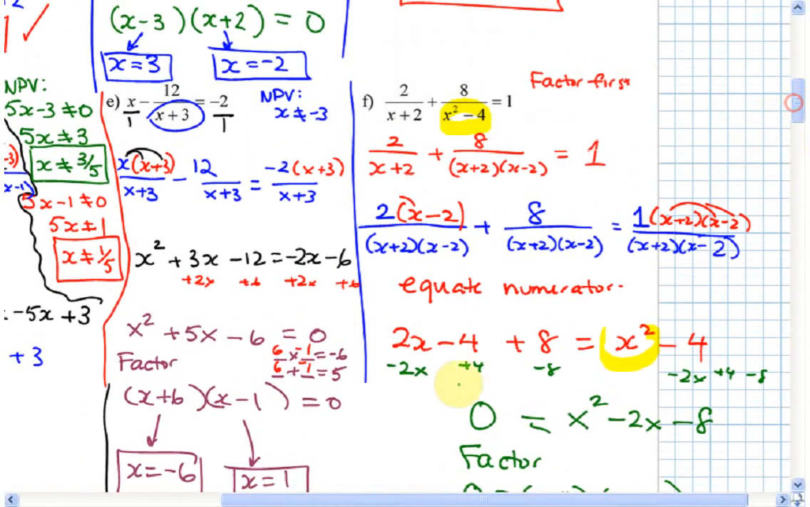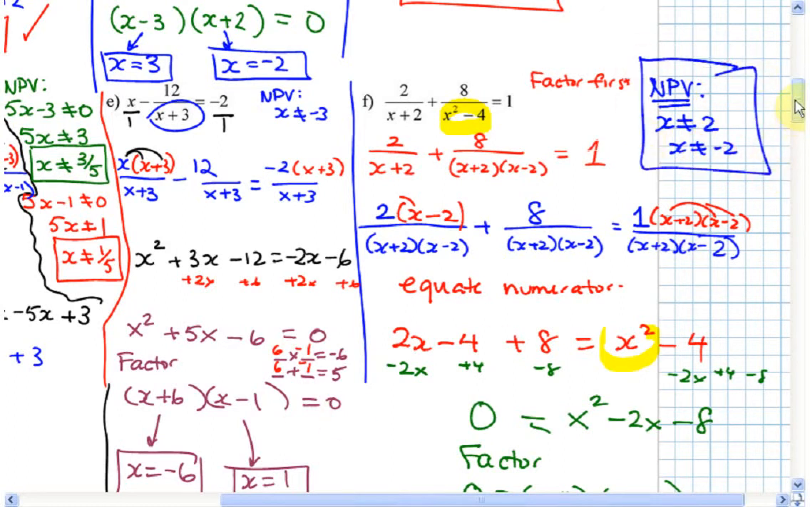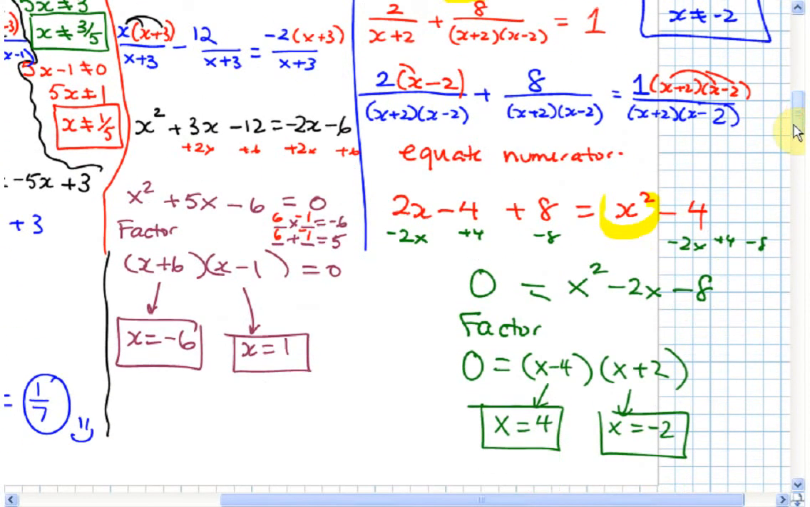Oh, yeah. Oh, snap. I forgot to find the NPVs. What are your NPVs for this question? X can't be equal to 2. X can't be equal to negative 2. This is why we find them now. Because look, the algebra here actually gives you one of your NPVs as your solution. But if I were to plug in x equals negative 2, I get problems. The denominator equals 0. It can't happen. So you have to cross this out.